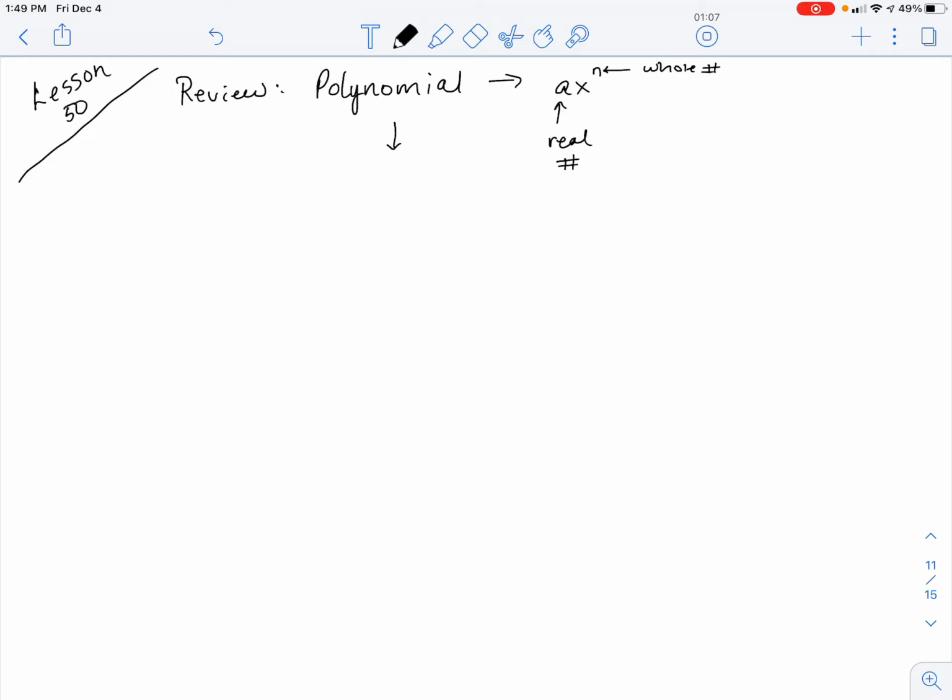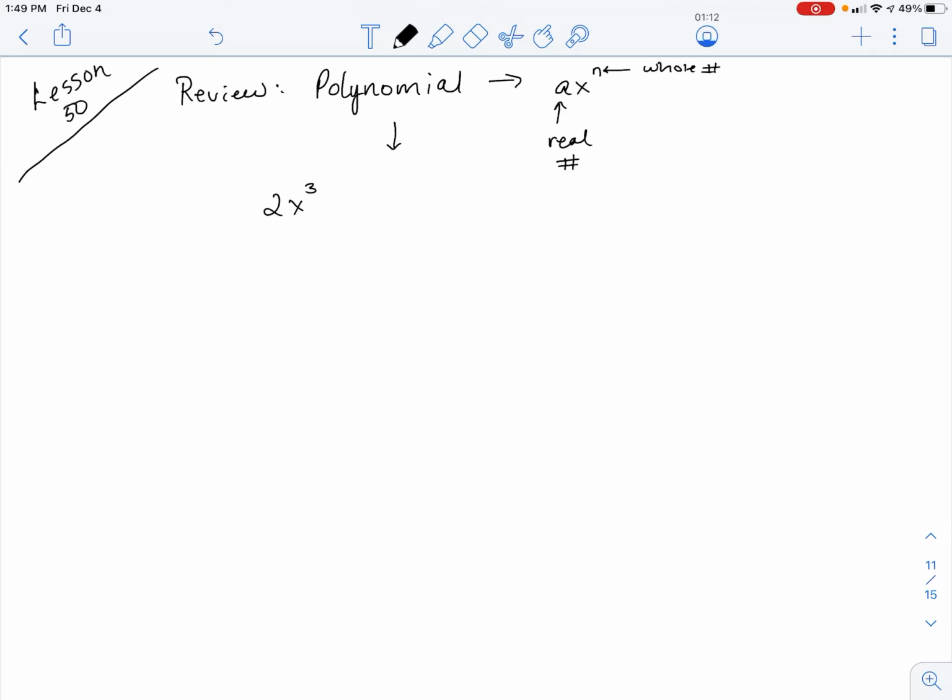We know that it has to take on the form as ax to the nth power, where a is any real number, and n is always a whole number. It can't be a negative. Remember, it has to be a positive whole number. This is called the polynomial form. Okay, we know that a polynomial can be made up of one term or several terms. And here are some that you might want to look at.